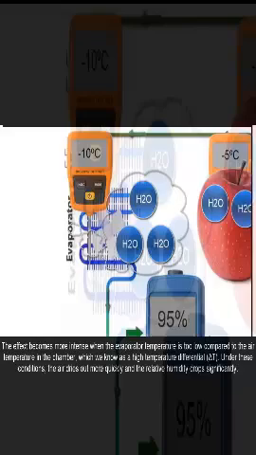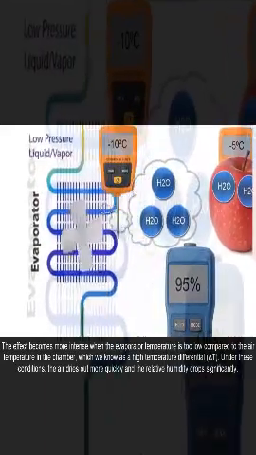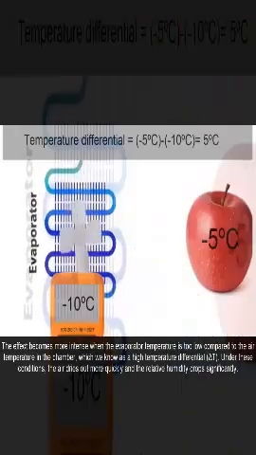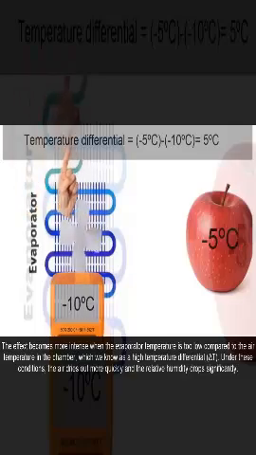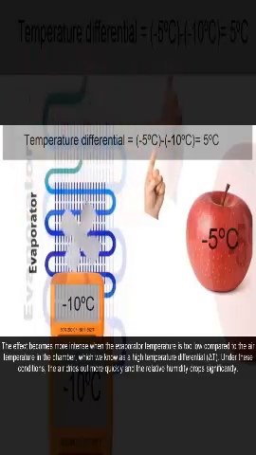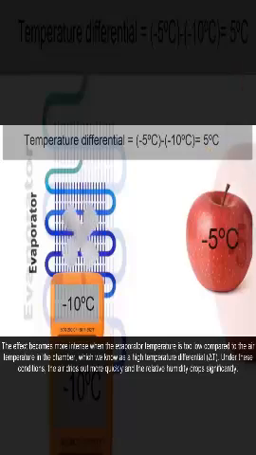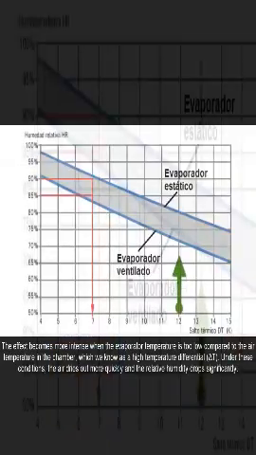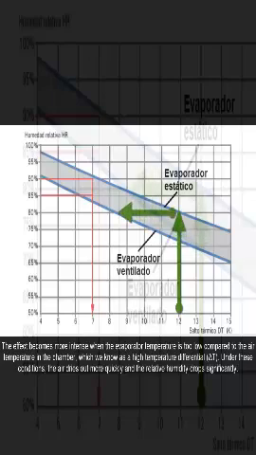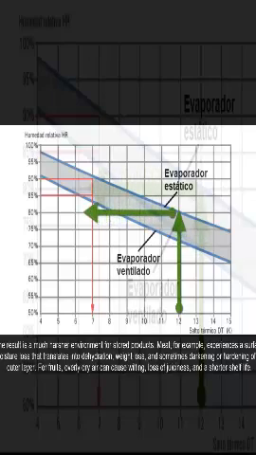The effect becomes more intense when the evaporator temperature is too low compared to the air temperature in the chamber, which we know as a high temperature differential, delta T. Under these conditions, the air dries out more quickly, and the relative humidity drops significantly. The result is a much harsher environment for stored products.